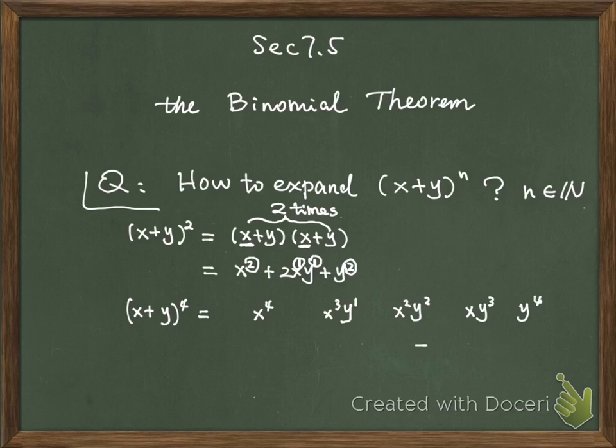For example, I could have chosen x from the first, y from the second. There I have an xy. Or if I combined y from the first, x from the second, then there is another way to have x times y by the end. Since there are 2 ways of choosing such a combination of x, y, the coefficient here we get in front of xy would be 2.